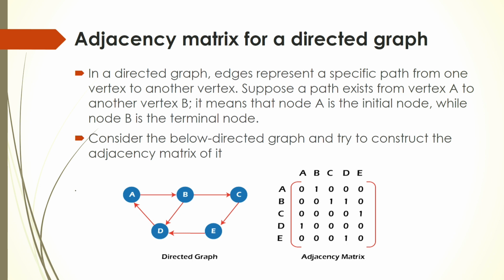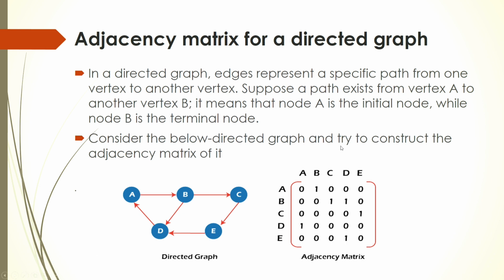In a directed graph, edges represent a specific path from one vertex to another vertex. Suppose a path exists from vertex A to another vertex B, it means that node A is the initial node, while node B is a terminal node.